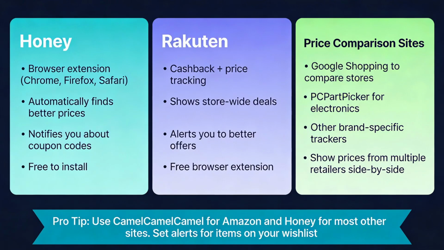Here's a pro tip for you. Use Camel for Amazon and Honey for most other sites. Set alerts for items on your wish list. I know these solutions will help you and help reduce some of the tracking that these companies are doing against your will.